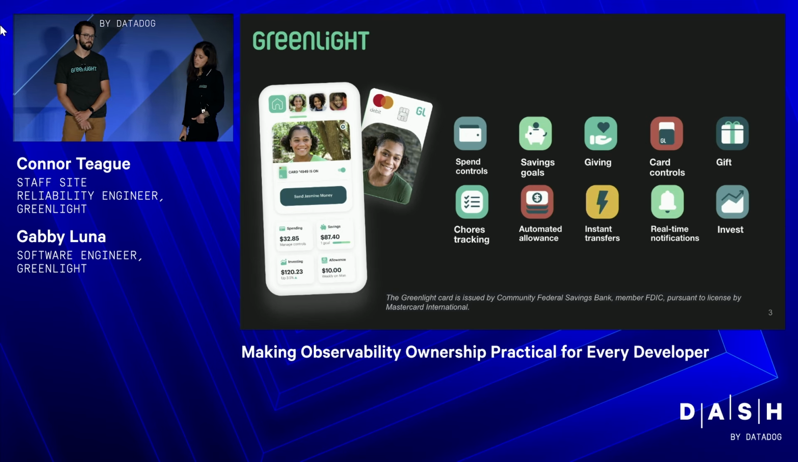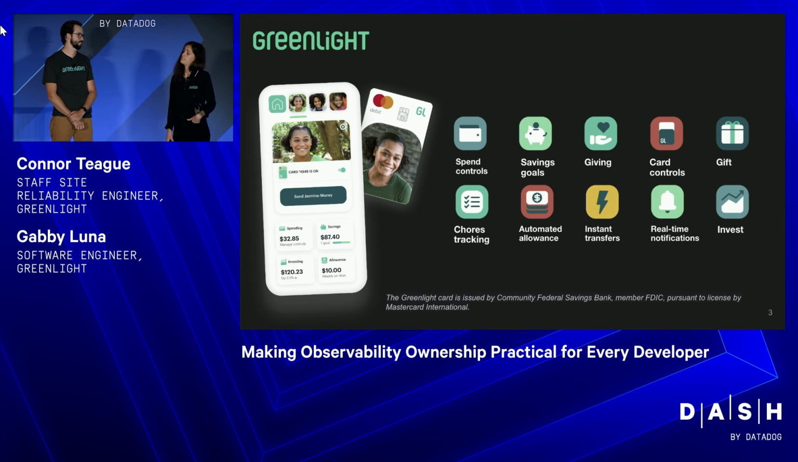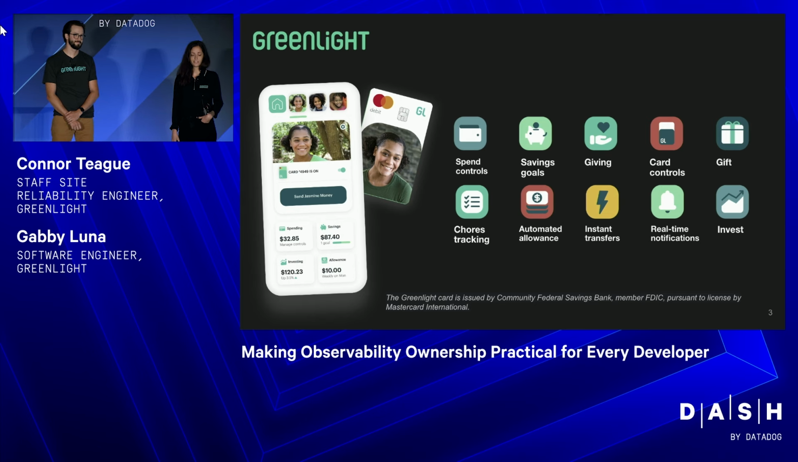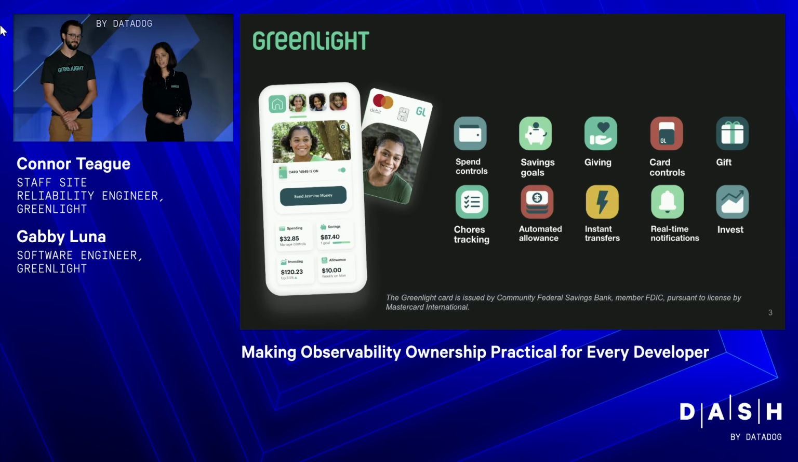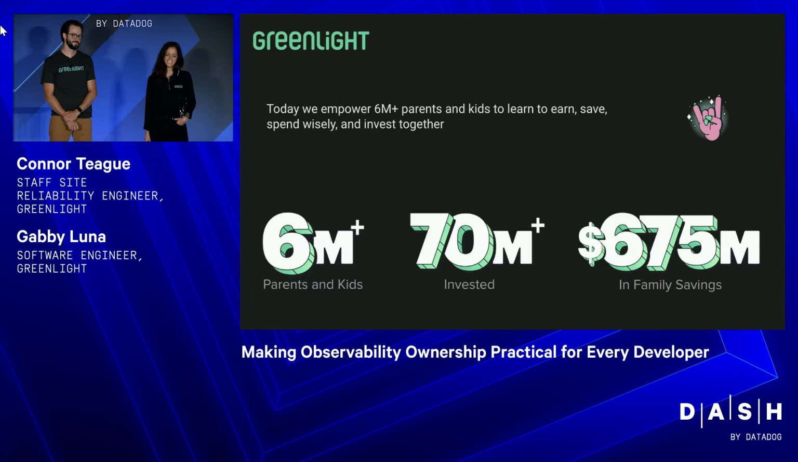Some of the features you can find in our app include support for a kid's debit card with spend controls. Kids can make their own savings goals, and parents can assign their kids chores to track and complete in the app. Additionally, all of our family members can invest in the stock market, and well, there's plenty of other features available. Some quick stats on where Greenlight is today.